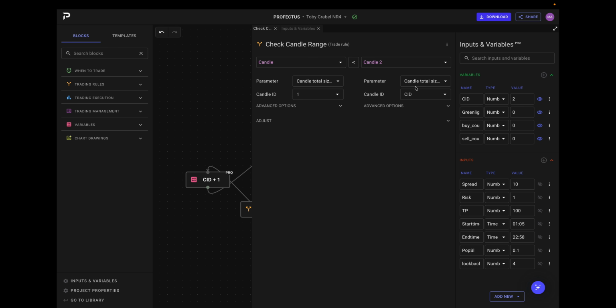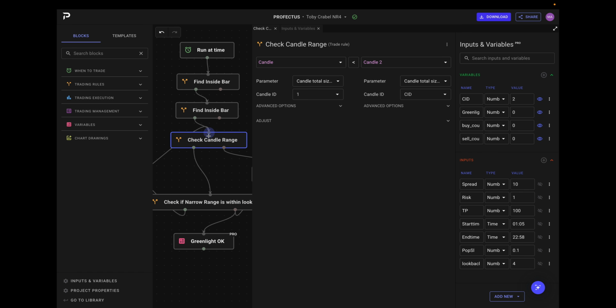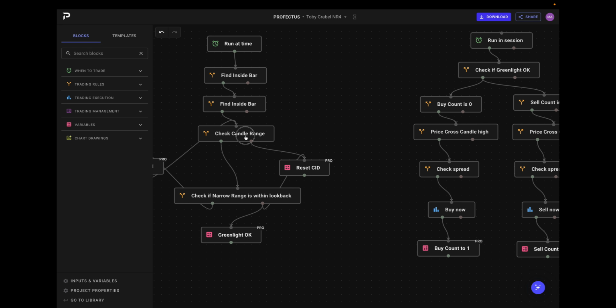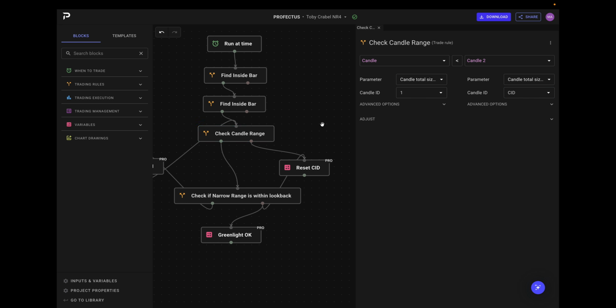And we have here candle total size of 2. So what we are doing in this trade rule block is simply saying, take the total size of candle ID 1, so that might be 20 pips, and then take the total size of candle ID, in this case the value is set at 2, maybe that's 25 pips. Is candle 1, which was 20 pips, lower than 25? Yes. If that is true, we know that candle 1 is smaller than candle 2.